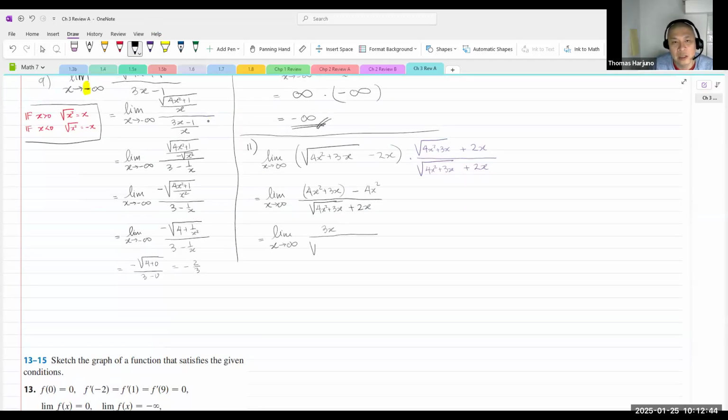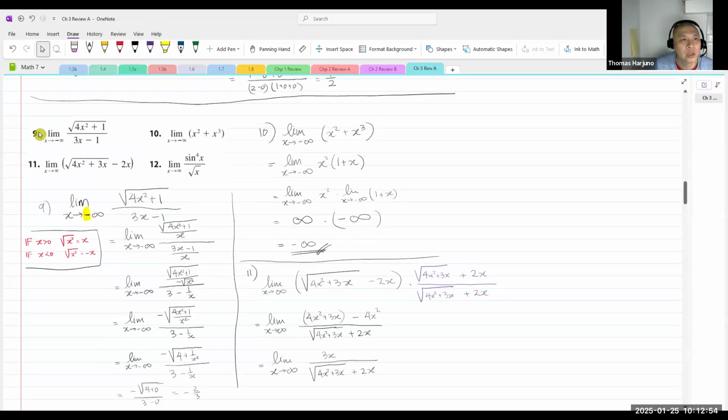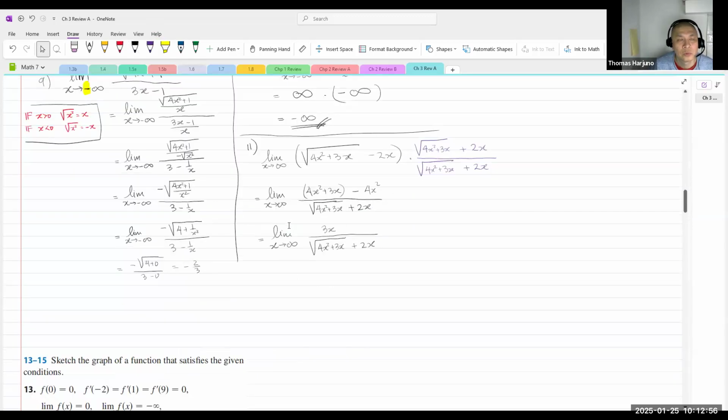But at least at this point, it's a lot nicer already, because then we notice the degree on the top and the degree at the bottom are both x, right? The same case as what we have in number 9. Then from here, I will divide. Let me just go to the right to save some space. Limit as x goes to infinity, the top divided by x, the bottom divided by x.